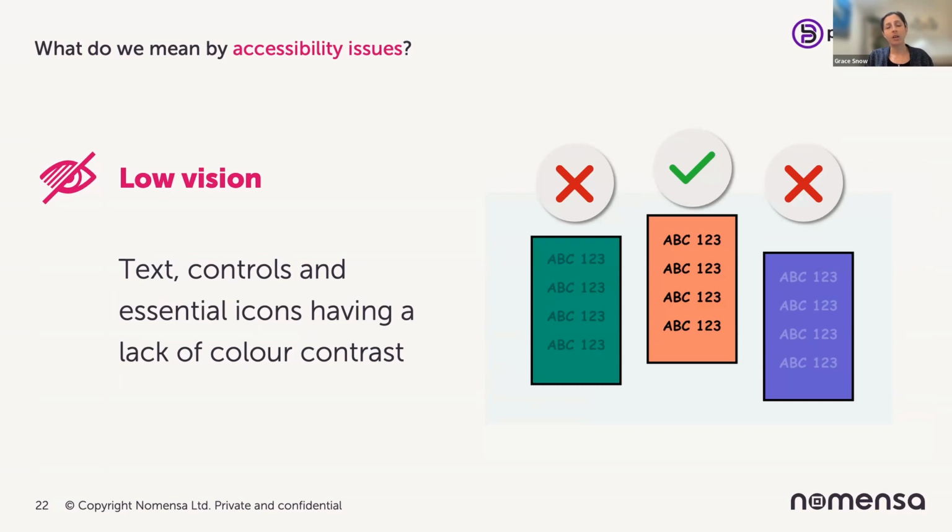Low vision. You could have text controls and essential icons having a lack of color contrast. We've got a little image there showing two examples where you can hardly see the text because it's really faint, and another one where it's nice and clear.